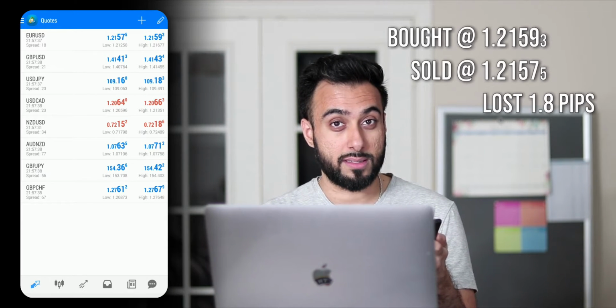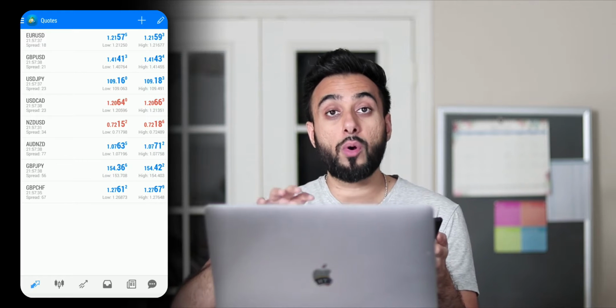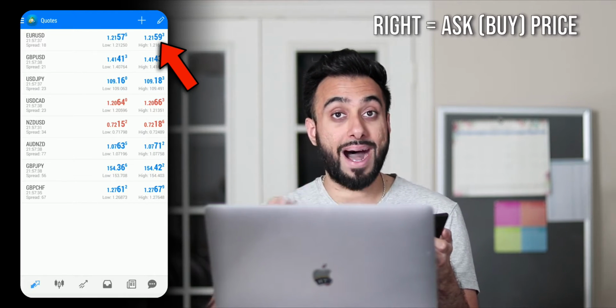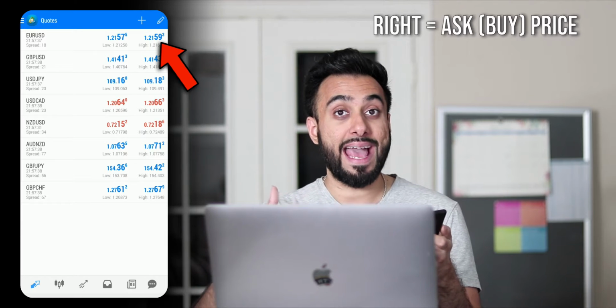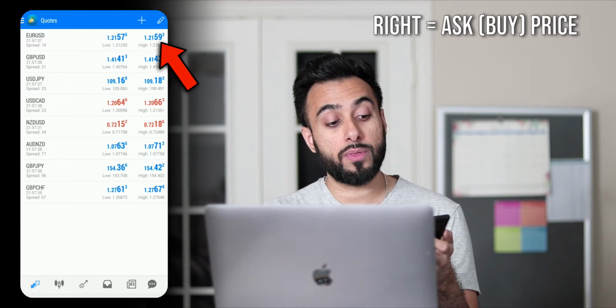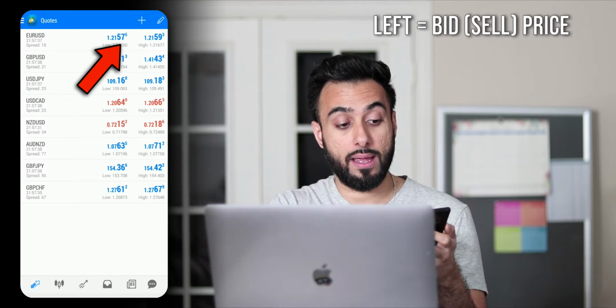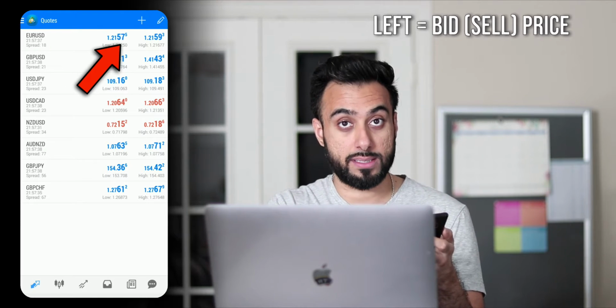Does that make sense? So just know the number on the right is always going to be what's called the buy price, or in other words, the ask price. The number on the left is always going to be the sell price, the price at whatever you're going to sell it at, or in other words, the bid price.